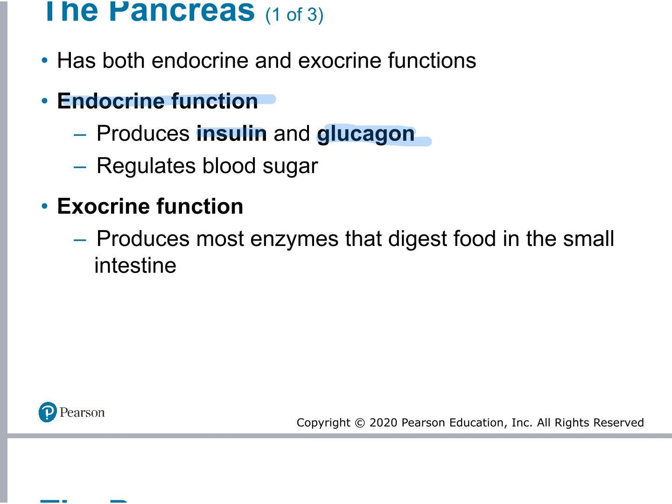So in between meals, when your blood sugar has been lowered, glucagon will move in and raise your blood sugar levels. The exocrine function of the pancreas comes from the acinar cells, A-C-I-N-A-R. Most of the cells of the pancreas are acinar cells, and they produce the digestive enzymes like pancreatic amylase, pancreatic lipase, pancreatic proteases. The proteases break down proteins, and they're released in the inactive form known as zymogens. And then there are hormones produced by the duodenum that will activate the pancreatic enzymes.